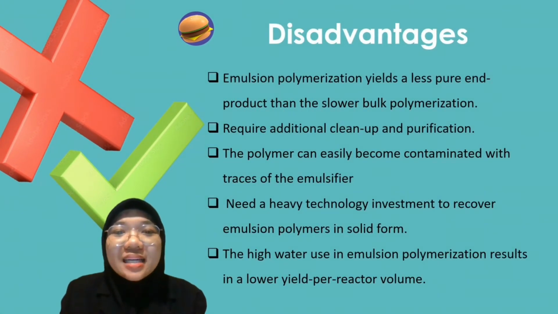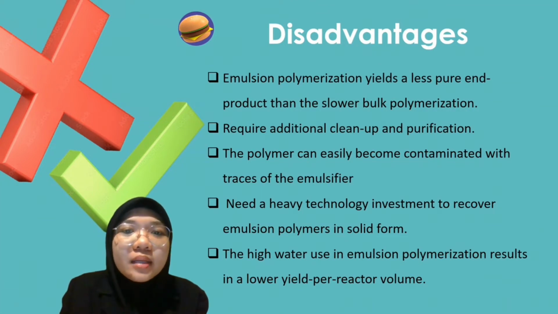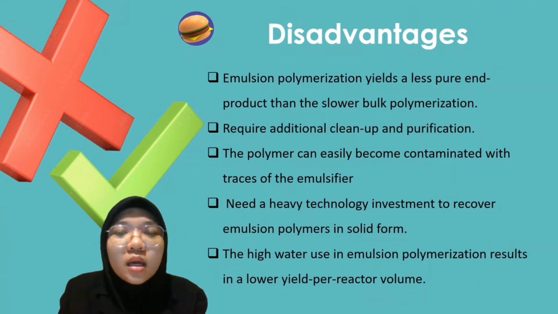Alright, in this slide we will discuss the disadvantages of emulsion polymerization. First, emulsion polymerization gives a less pure end product than bulk polymerization. So, the polymer may require additional cleanup and purification. Next, the polymer can easily become contaminated with traces of the emulsifier. It is difficult to eliminate entrenched coagulant, emulsifier, surfactant, and so on. And it often requires rapid agitation.